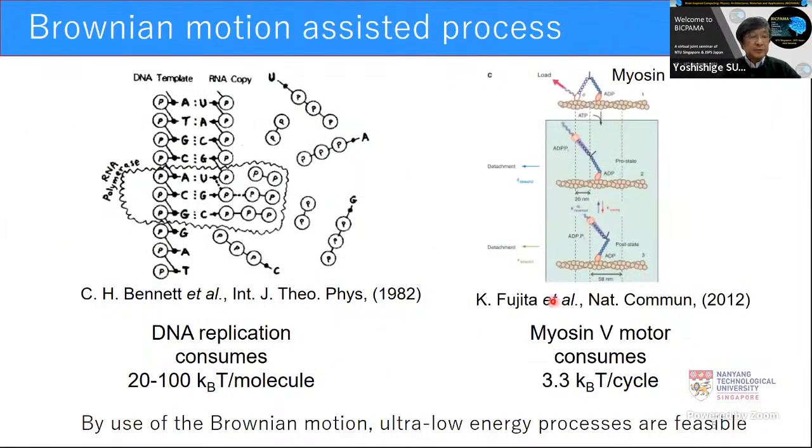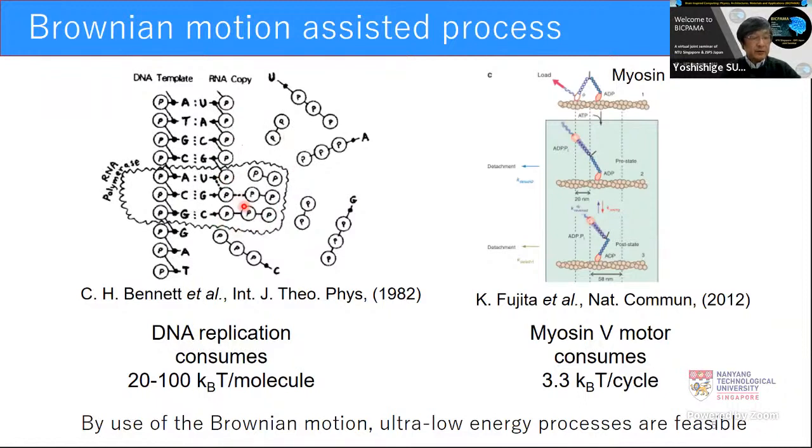Here, I show you two examples of the utilization of Brownian motion in the human body. The replication process of the DNA can be done using 20 to 100 kBT per nucleotide molecule. The host chain searches for the correct nucleotide by use of Brownian motion.